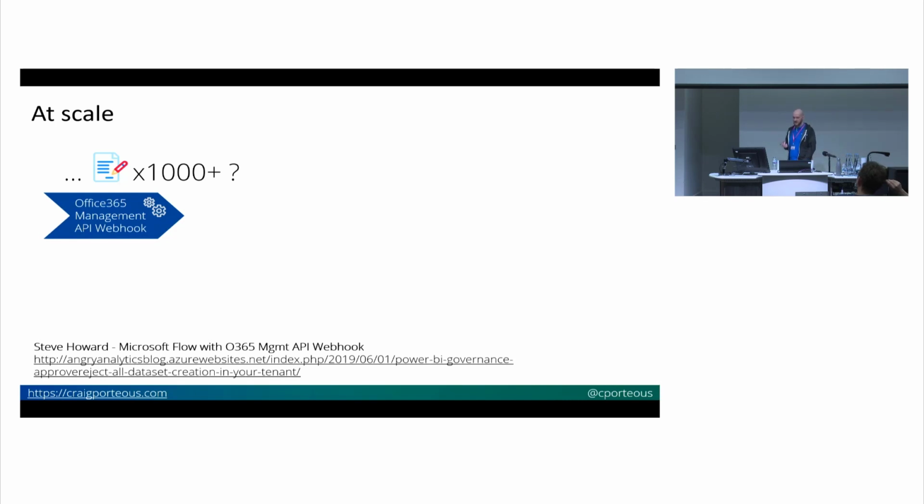There is an API for Office 365, and there's a webhook attached to it that allows you to trigger your Power Automate flow whenever anything happens within Office 365. We can then look exactly at what's actually happened there and capture anything that looks like a Power BI report being published. There's another great article which I used as a guide, by Steve Howard, who works for Microsoft, and he goes into detail about how to set that up.